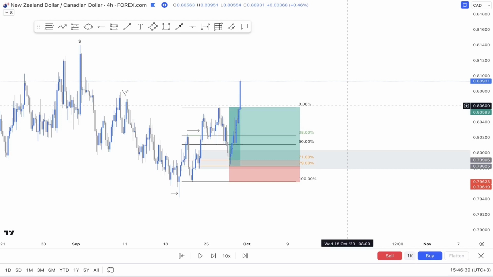And of course, after that, it's really personal preference on how you want to manage the trade. You can either adjust to break even, or you can just let it run to the target or to the stop loss. Like I said, it is really personal preference. Okay, and that being said, this was pretty much it for this video.